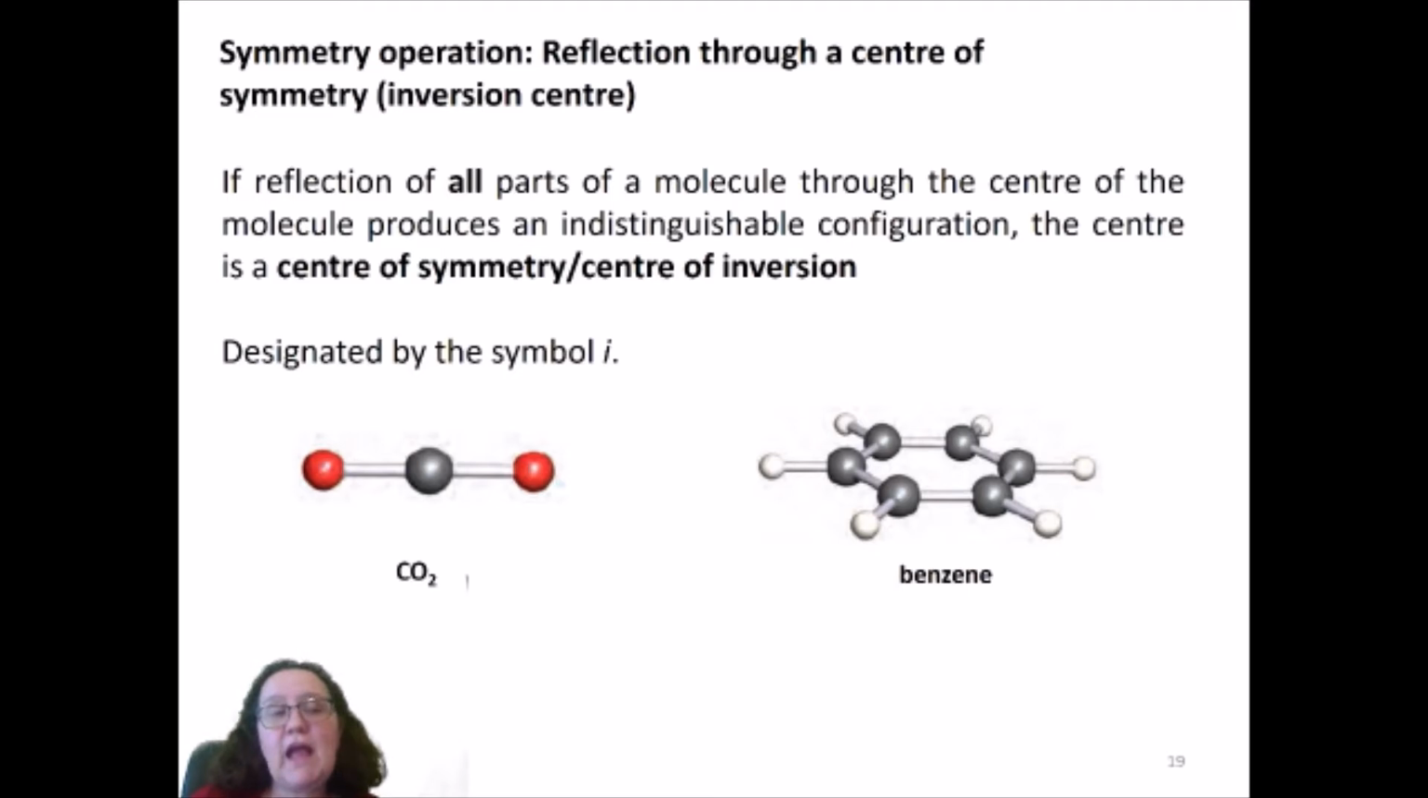Besides axes and planes, another symmetry operation is a reflection through a center of symmetry, what we call an inversion center. So if reflection of all parts of the molecule through the center of the molecule produces an indistinguishable configuration, then that center is called a center of symmetry or a center of inversion, and is designated by the symbol I. So if you look at these two molecules, the molecule of CO2 and the molecule of benzene, we look at the center of the molecule in both cases.